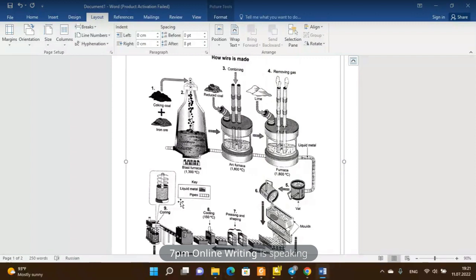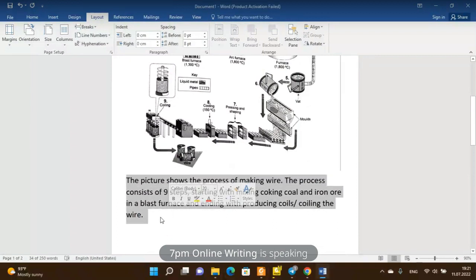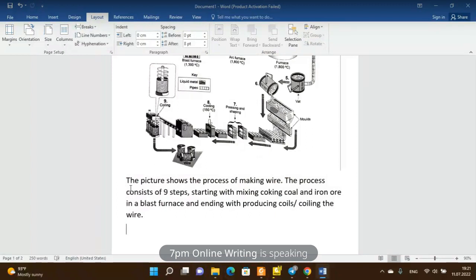I'm not sure how you guys talked about the introduction so far. I think you're looking if you can quickly summarize the normal average introductions that students write, right? Okay. The picture shows the process of making wire. The process consists of 9 steps, starting with mixing coking coal and iron ore in a blast furnace, and ending with producing coils or coiling the wire.